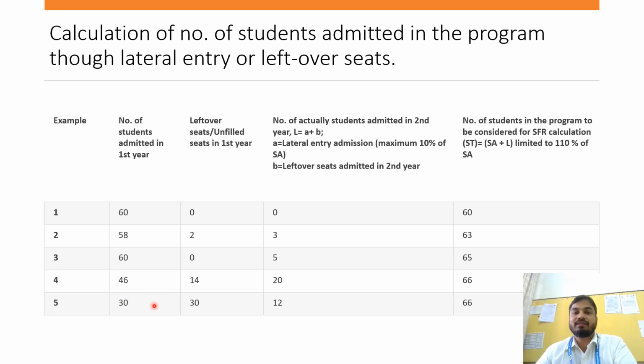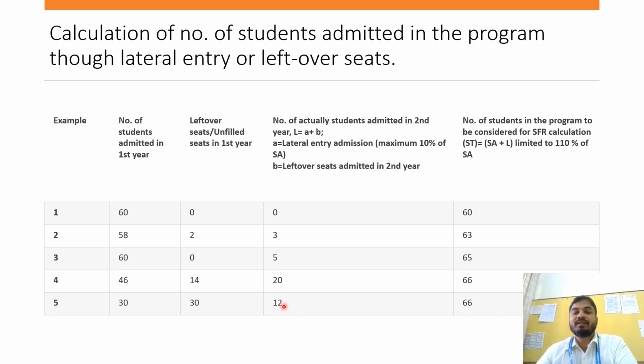Even though the entry is 30, for the minimum calculation we have to take the sanction intake, that is 60, plus the number of students admitted through lateral entry, which have to be capped at 10% of the sanction intake, that is 6. Even though 12 have come here, we will be taking it as 6. So the sanction intake 60 plus 6 will be equivalent to 66.